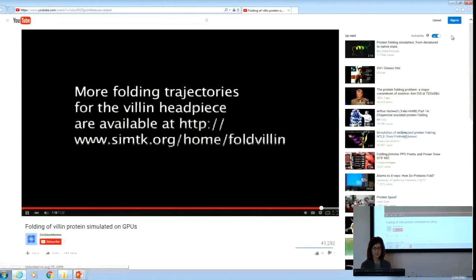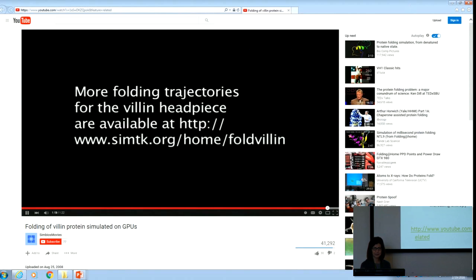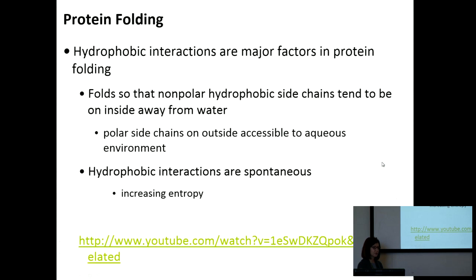What we just saw is what happens in nature for that protein to fold, and it takes a microsecond for that to happen. So it folds and unfolds and it folds again until it reaches its native state, and it's those hydrophobic interactions that are going to drive it. You're going to get those nonpolar, those aromatic side chains on the inside.